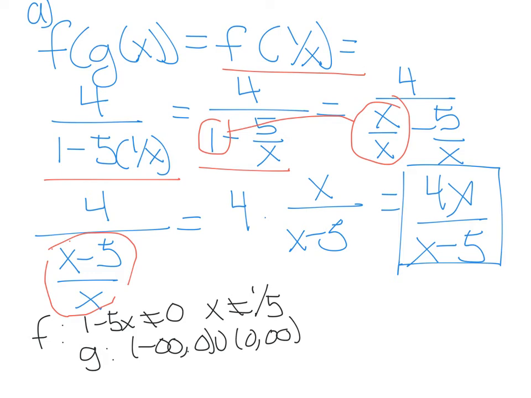And then when you look at the domains for the separate pieces, in f, x can't be 1/5. And in g, x cannot equal 0. And in our case right here, x cannot equal 5. So we can't be 0, we can't be 5, or we can't be 1/5. So that is your domain: negative infinity to 0, 0 to 1/5, 1/5 to 5, and 5 to infinity.